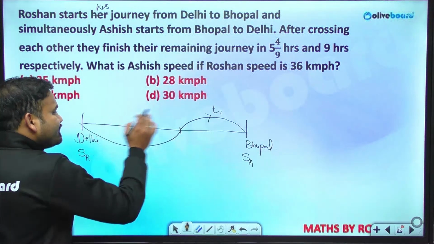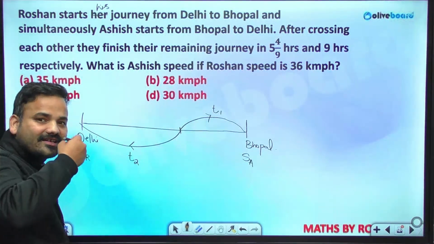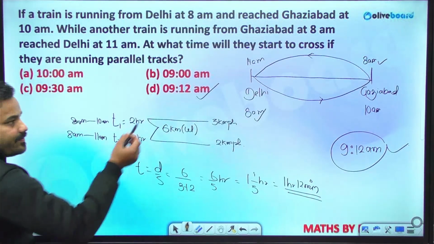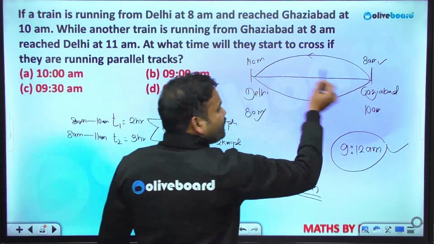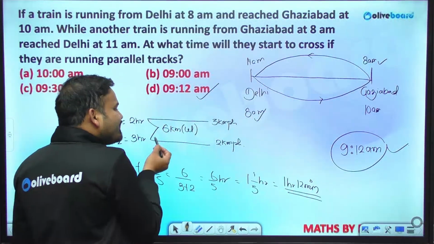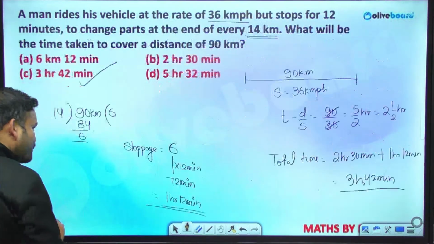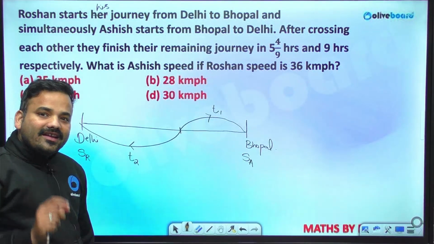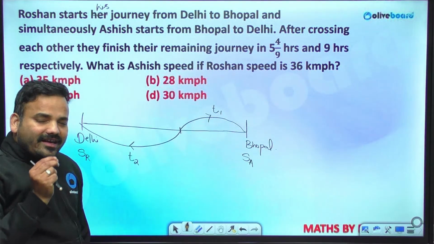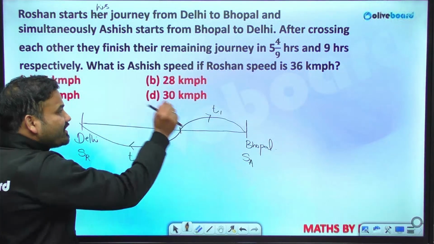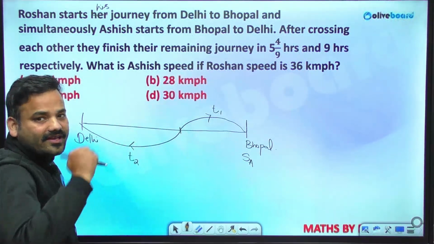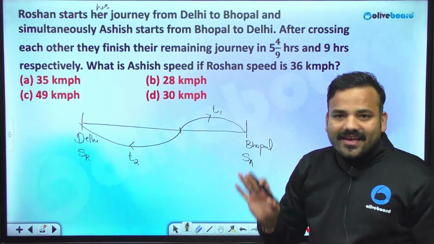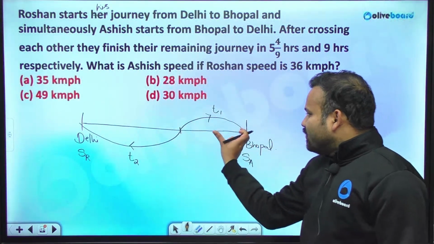Had the entire tenure been given, I would have considered the time as a multiple of speed, just like the previous question, where the entire tenure was given as 2 hours and 3 hours, so I considered the distance as 6 kilometers. But in this question, neither distance nor speeds nor the entire length of the journey is given. This time period is given just after crossing each other. So the time of meeting is the same.